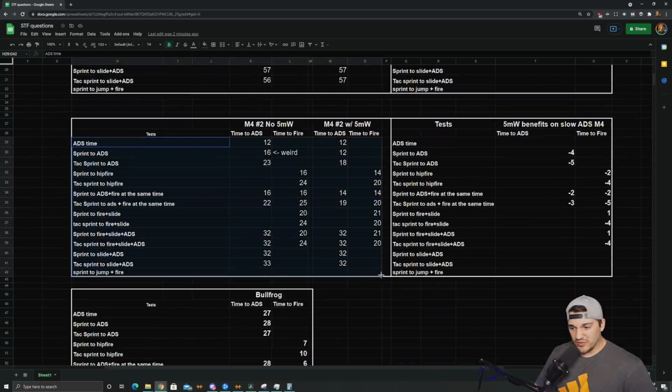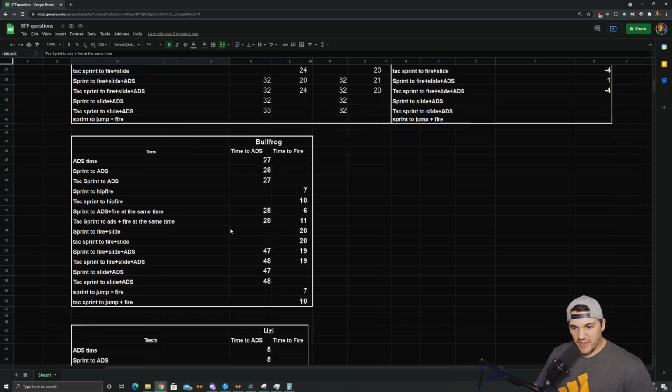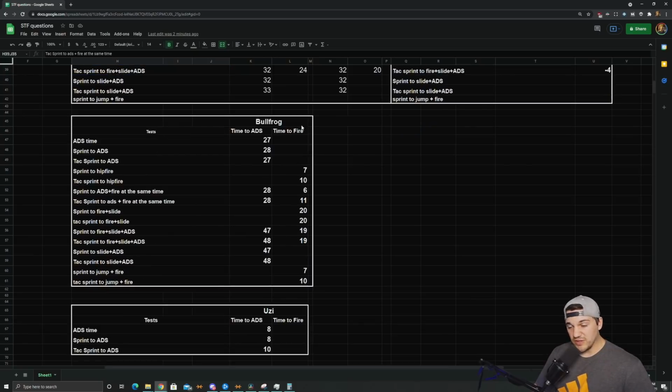This is the M4 with fast ADS times with all the measurements. Again, just pause here if you want, if you wanted to look through these and try to understand them. And then the Bullfrog with that really fast sprint to fire time but slow ADS. These are the measurements I got here.